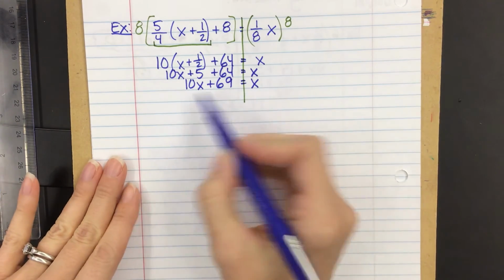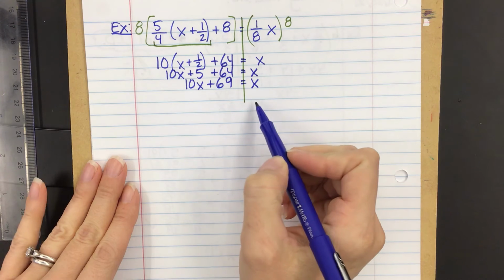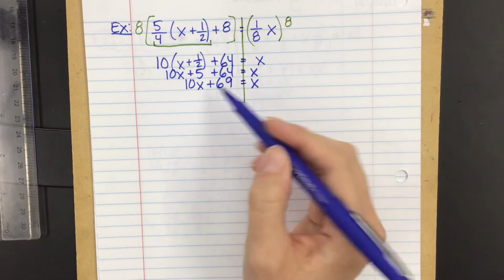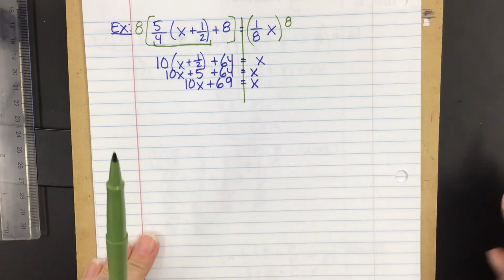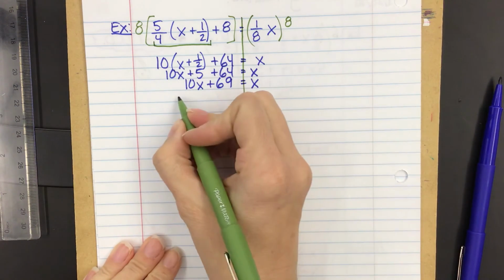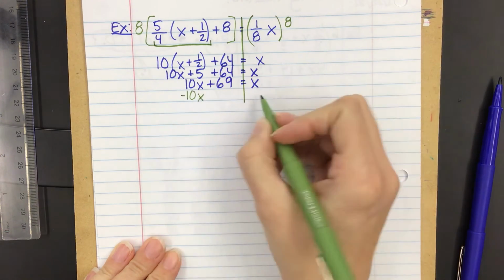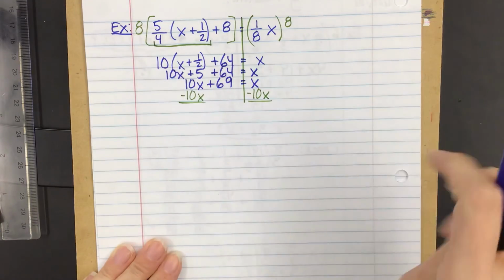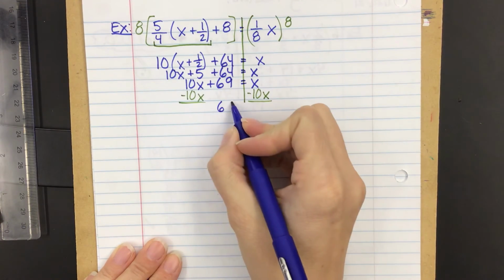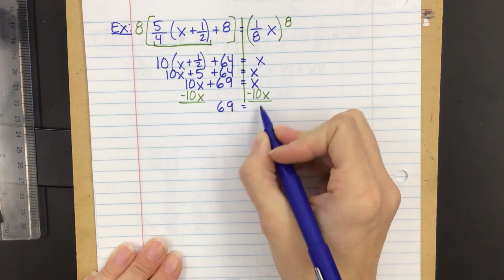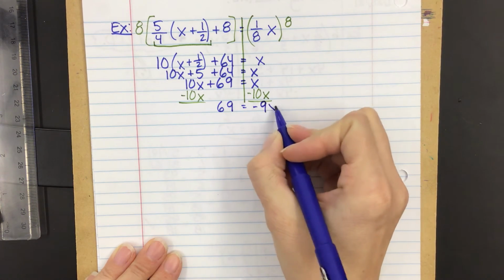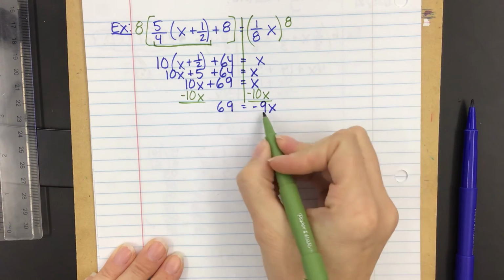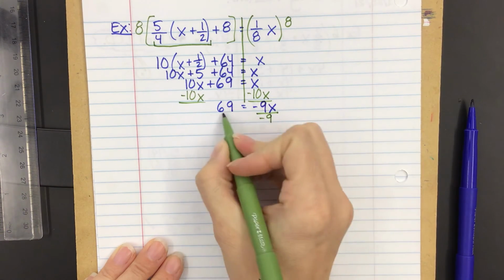But if I subtract x from both sides, I'm going to be left with 0 over here. And that's not a problem, you can still solve it, but it just adds extra steps because then you have to move everything back over eventually anyways. So I'm going to subtract 10x from both sides. And I'm going to be left with 69 is equal to negative 9x. Then I'm going to divide both sides by negative 9.